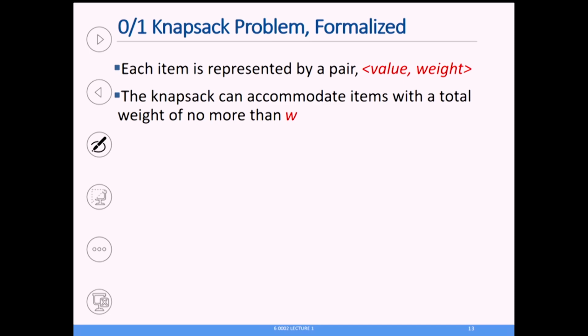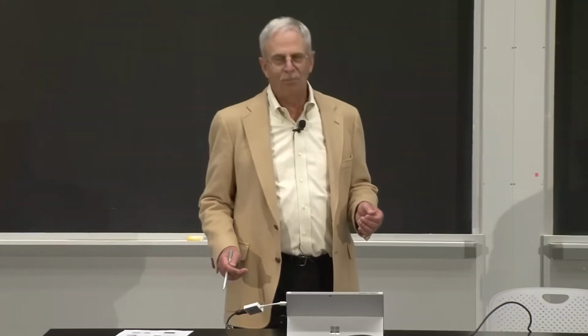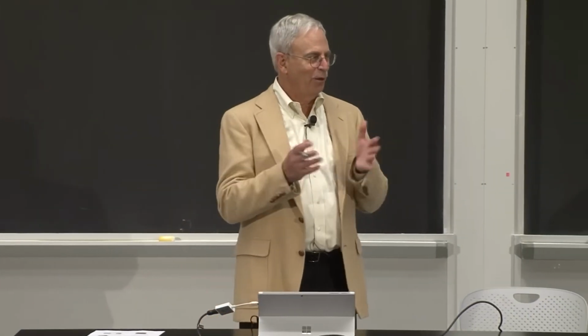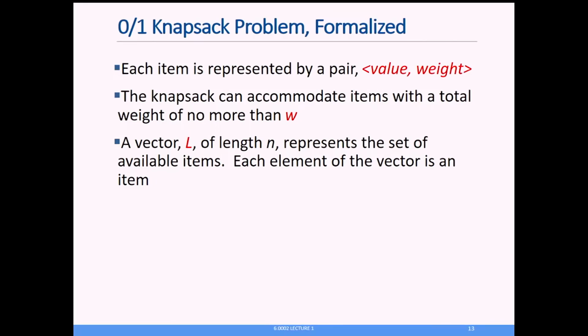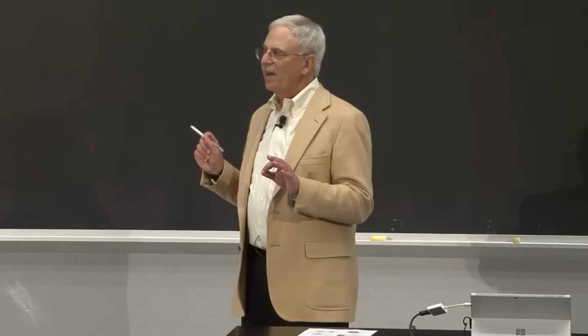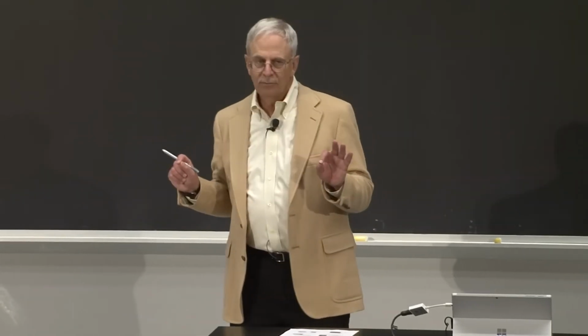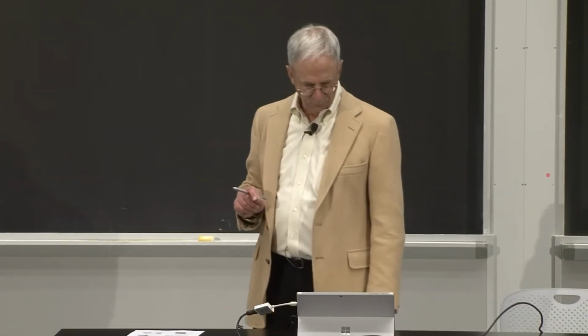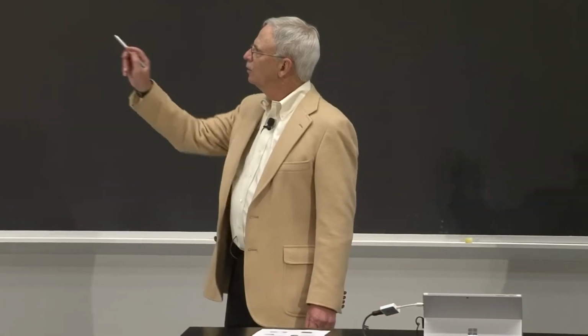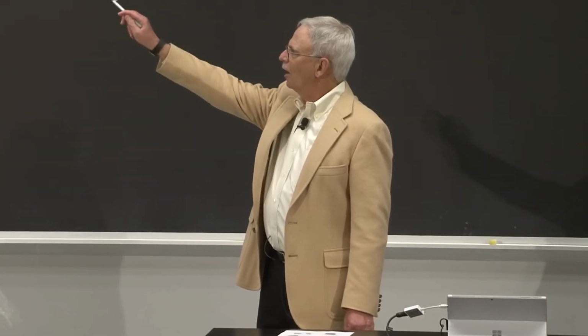And let's assume the knapsack can accommodate items with a total weight of no more than W. I apologize for the short variable names, but they're easier to fit on a slide. Finally, we're going to have a vector L of length n representing the set of available items. This is assuming we have n items to choose from. So each element of the vector represents an item. OK, so those are the items we have.